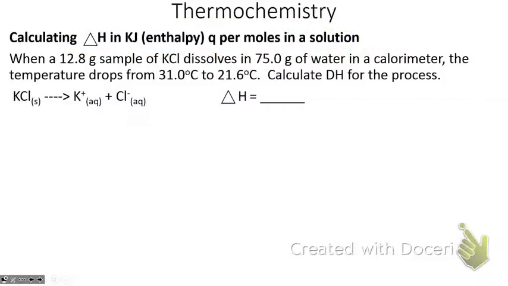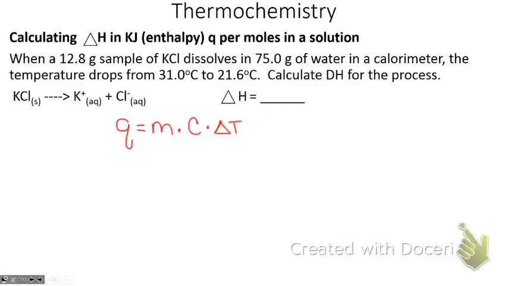First thing I notice when I read this is that I'm given two masses here. I have the mass of the solute and the mass of the solvent. So when I go to use my Q equals mcΔT equation, I'm going to have to remember to actually add those masses together. But before I do that, I'm going to read this problem and just look at a couple of key words.